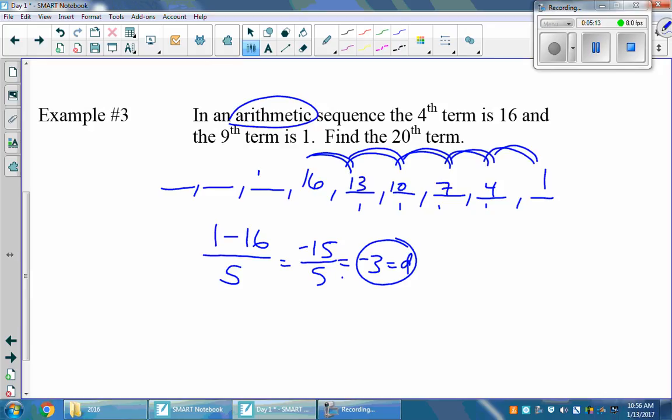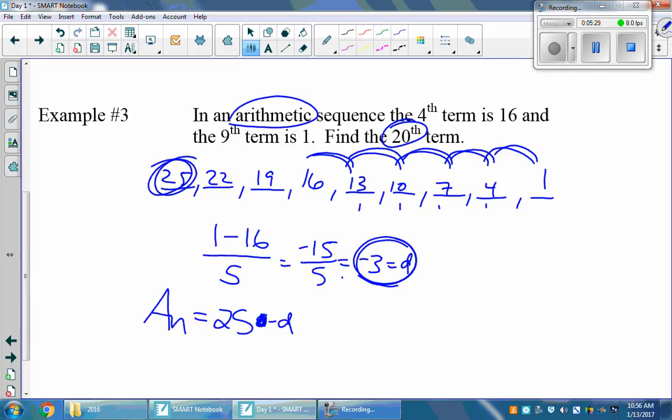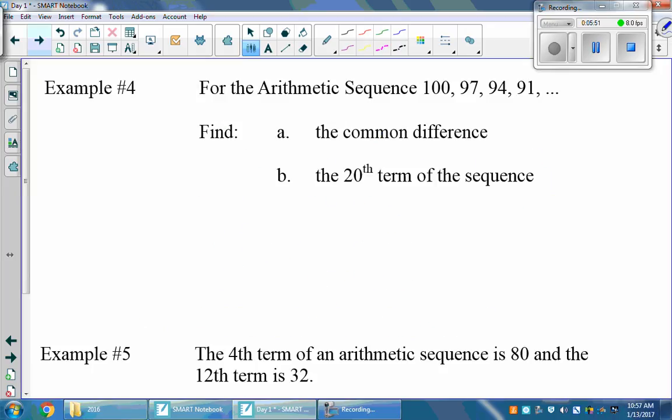I can go back the other way. 19, 22, 25. They want the 20th term. I know my first term. I know my D. I can write the formula. A of n equals 25 minus 3, sorry about that, times n minus 1. Now I'm going to plug in 20. 25 minus 3, forgot that, times 19. So 25 minus 3 times 19, that is your answer. That's the 20th term.